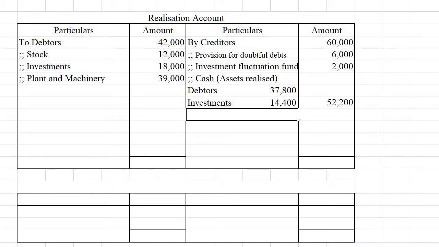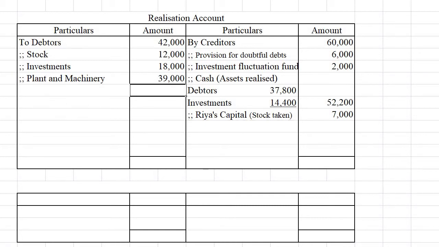Then stock is taken over by Ria. So what we can write: by Ria's capital. How much? It is taken over at 7,000 rupees. Okay. Then once again we will tell the adjustment regarding plant and machinery. Plant and machinery is taken over by creditor. So since it is taken over by the creditor, plant and machinery and creditors up to that much amount are both cancelled. So no need to write an entry for plant and machinery and creditors up to that much amount.